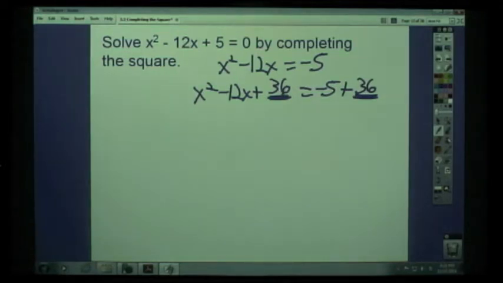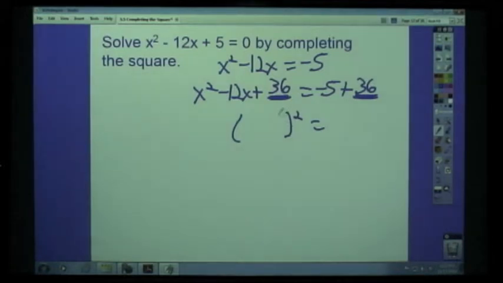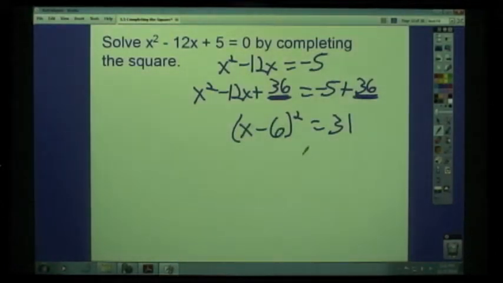Why did I add 36 on the left? Because now I have a perfect square. On the right, negative 5 plus 36 is 31. So on the left, it is x minus 6. Where did I get the minus 6? Because what was negative 12 divided by 2, guys? It was negative 6. So now you can take the square root to solve on both sides.